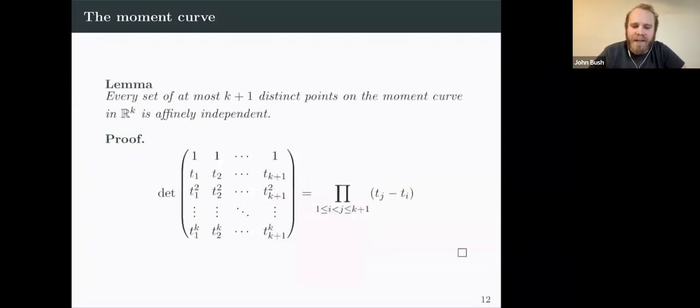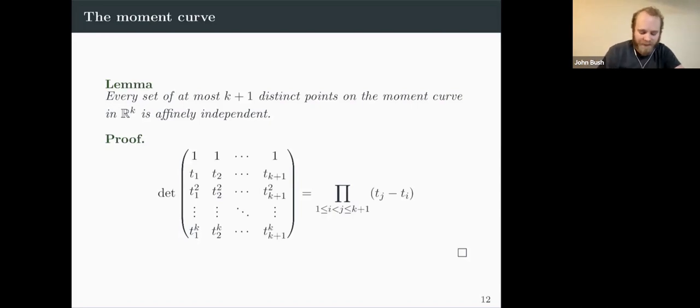And the defining property of the moment curve is that every set of at most k+1 distinct points on the moment curve is affinely independent. In other words, the image of the moment curve map is a set of points in general position. And the proof is fairly straightforward. I'll use the fact that a set of points in Euclidean space is affinely independent if, when I take those vectors and append ones to them, that set of vectors in the Euclidean space of one dimension higher is linearly independent. And this is an if and only if.